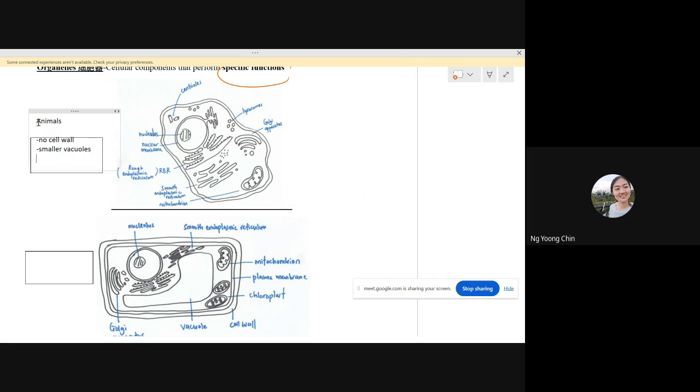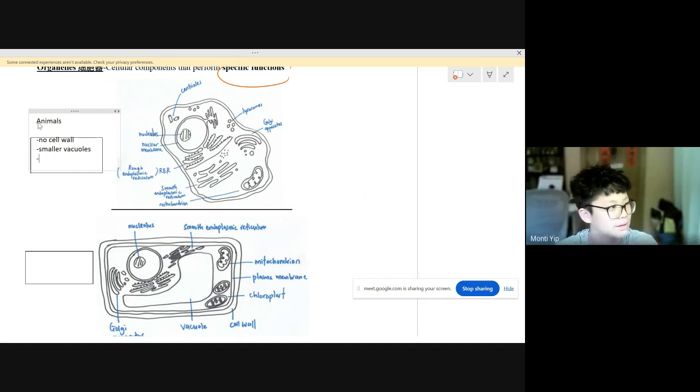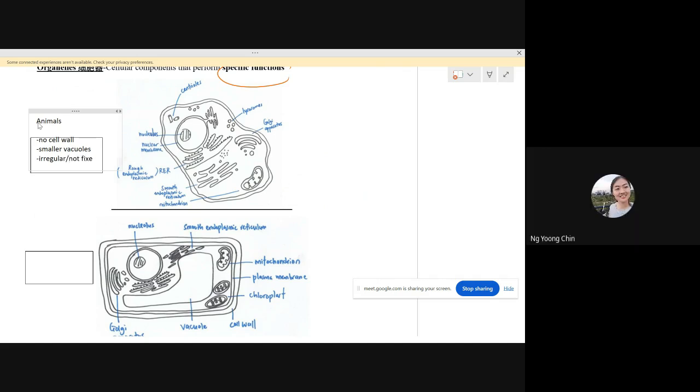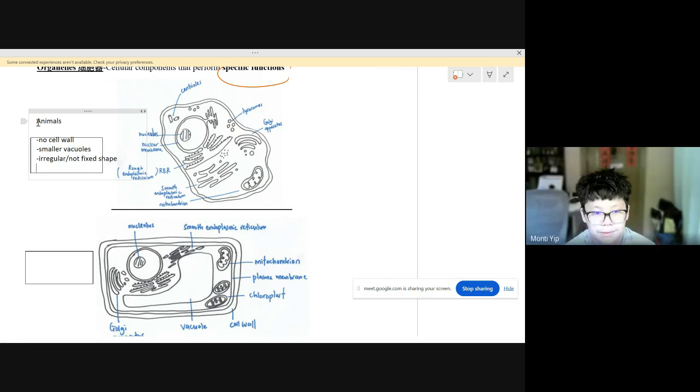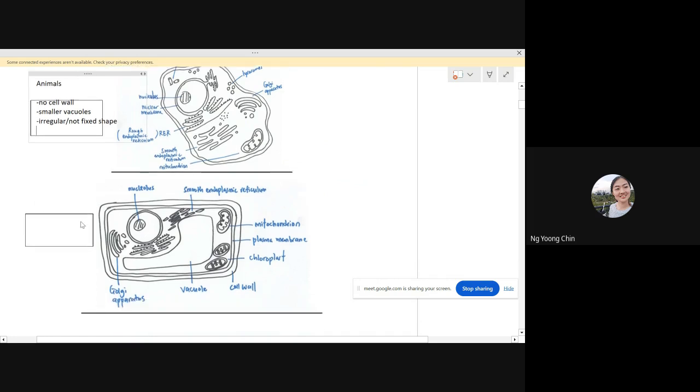Correct. And also, you can see their shape. How would you describe the shape of an animal cell? It's random, there's no structure. Yes, you can say it's irregular, not a fixed shape. Why? Because there's no cell wall. They just have the cell membrane only, and the cell membrane is very fragile, so they can change their shape.